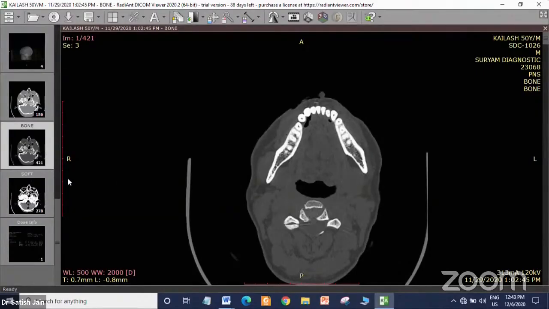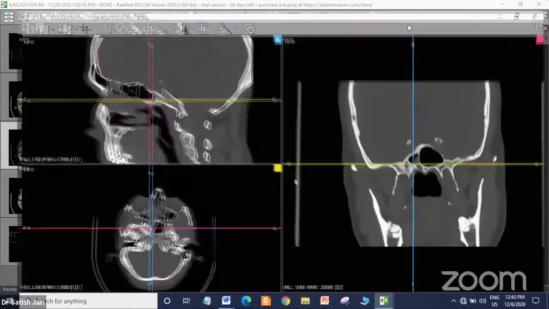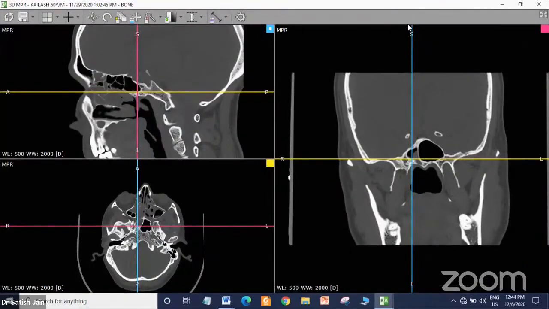Because the area scanned is almost 25 centimeters. 0.7 mm, 25 centimeters scanned in the axial plane. Only the axial plane. We shoot only in the axial plane. And it gives 421 slices. Now let me reconstruct in all planes. How will it be? 1263 slices now.